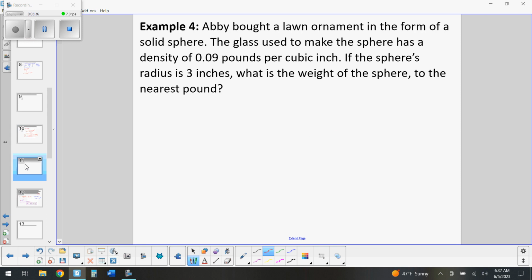So for example 4, Abby bought a lawn ornament in the form of a solid sphere. The glass used to make the sphere has a density of 0.09 pounds per cubic inch. If the sphere's radius is 3 inches, what is the weight of the sphere to the nearest pound? So I'm going to start by finding the volume, right? So 4 pi 3 cubed over 3, and we have a volume of 113.1, or more precisely 113.097.